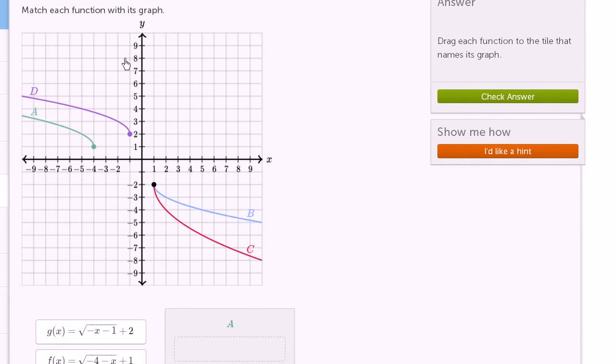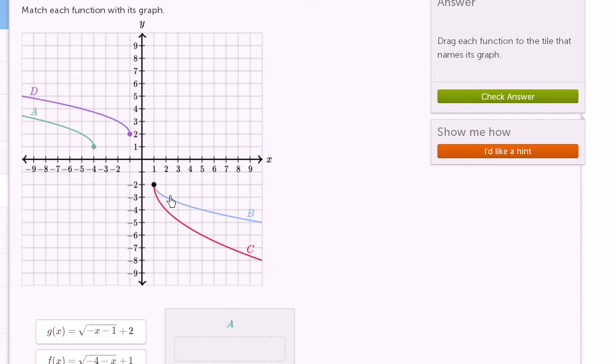Match each function with its graph. And we have graph D, A, B, and C. Let's just start with the graph of B, because actually this one looks the closest to the square root of x, which would look something like that. But it's clearly shifted and it's flipped over the horizontal axis.